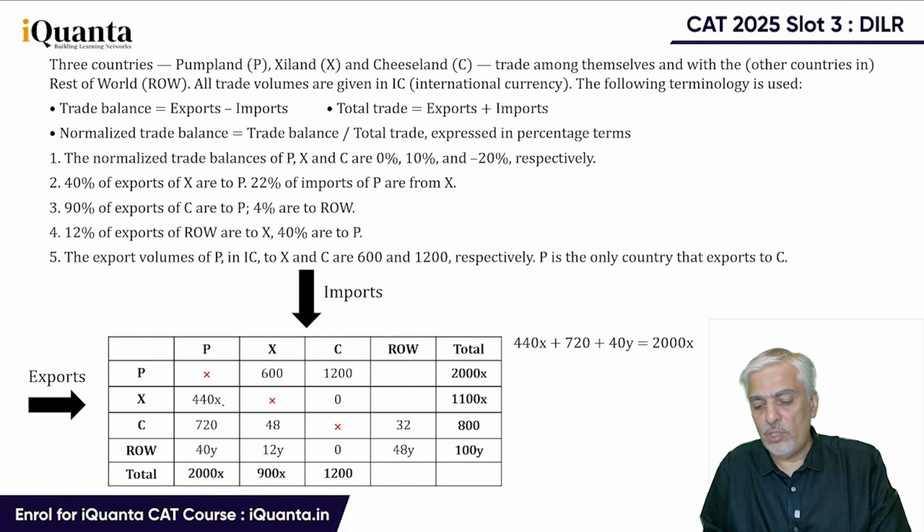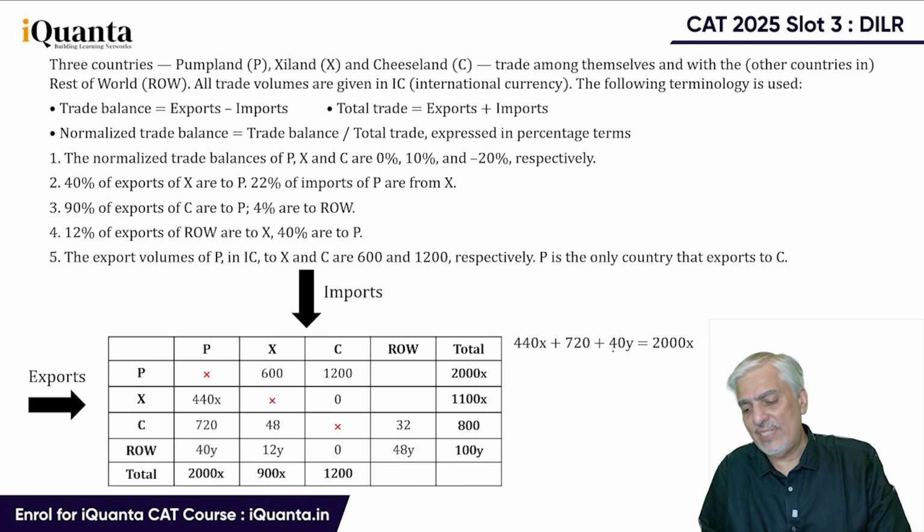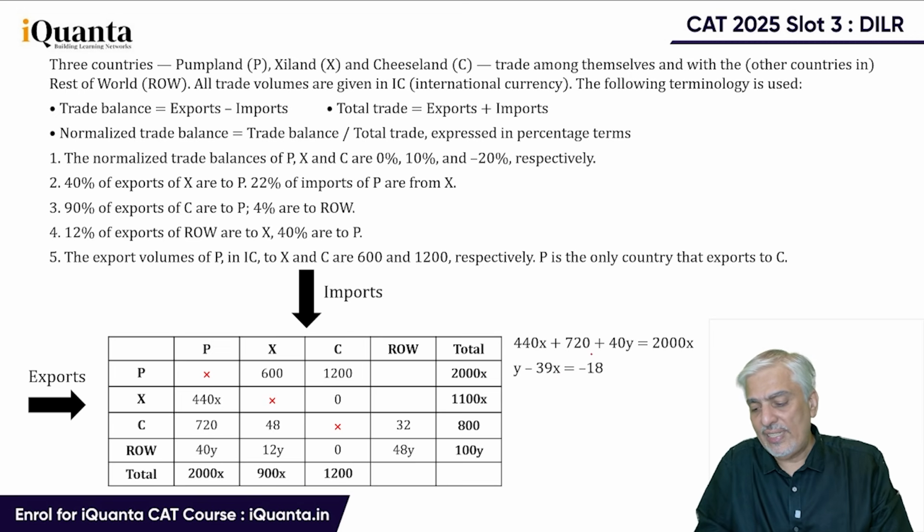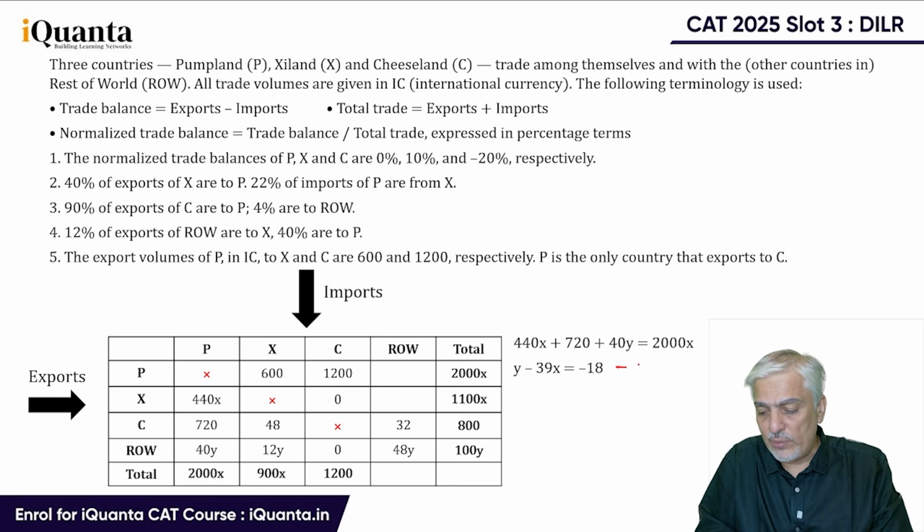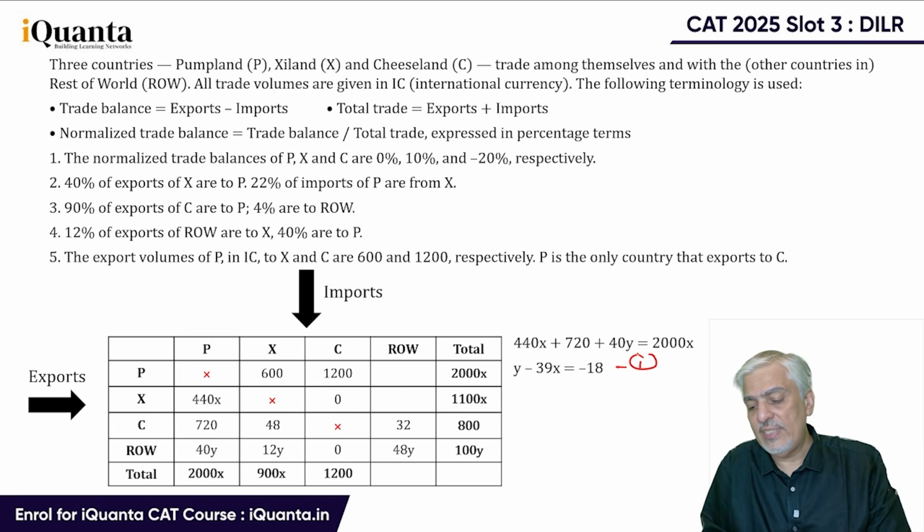440X plus 720 plus 40Y is 2000X. Bringing all X and Y on one side and then dividing by 40. So I brought all X and Y on one side and divided by 40 also. So we got the first equation as Y minus 39X is equal to negative 18. You can check properly. Divide by 40, so you're left with Y. 440 minus 2000 is 1560. Divide by 40 becomes 39. 720 goes on the other side, becomes minus 720. Divide by 40 becomes minus 18. So that's my first equation.